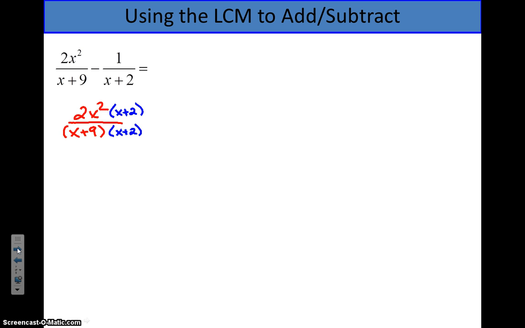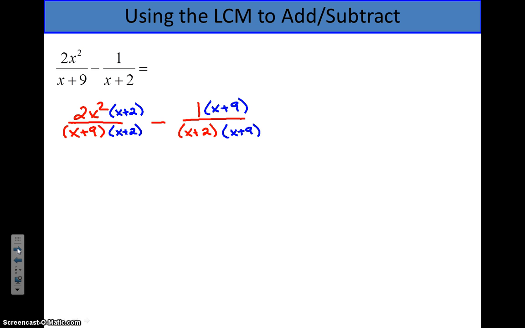I'm going to do the same thing for the other fraction. So I had the 1 divided by x plus 2 here. In order to have a common denominator, I need to multiply both the numerator and the denominator here by x plus 9.